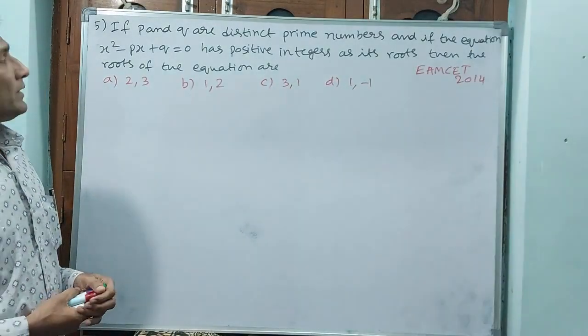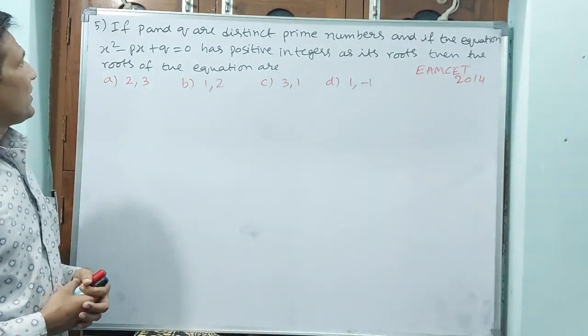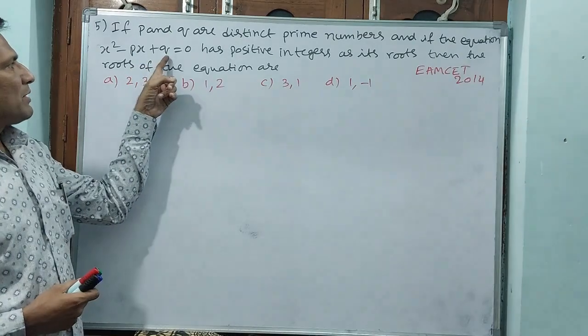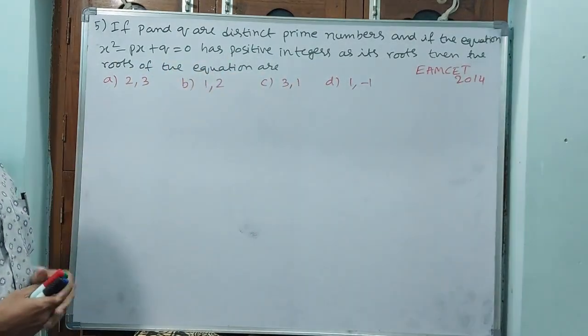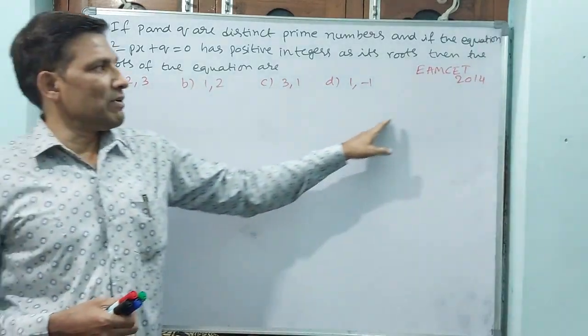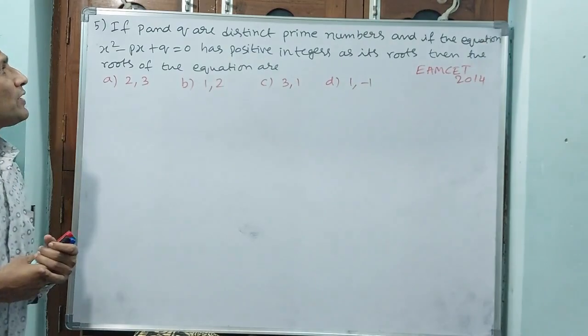Okay. See fifth question. If p and q are distinct prime numbers and if the equation x square minus px plus q equal to 0 has positive integers as its roots, then the roots of the equation are, 4 options they have given. EAMCET 2014 question. First understand the question carefully.